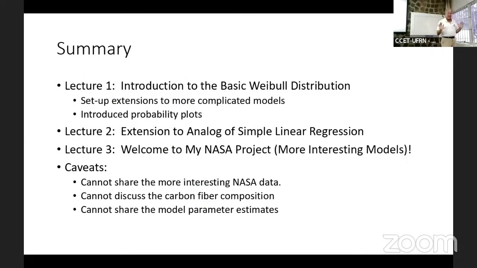Again, this was just to introduce it, okay? I know it was very quick. There's a lot to process. But I just want to set it up so that we can begin to see how we can extend it to more complicated models. Next time will be simple linear regression.